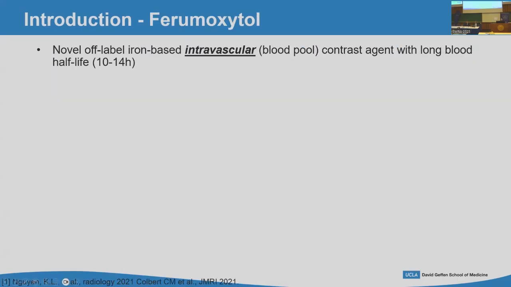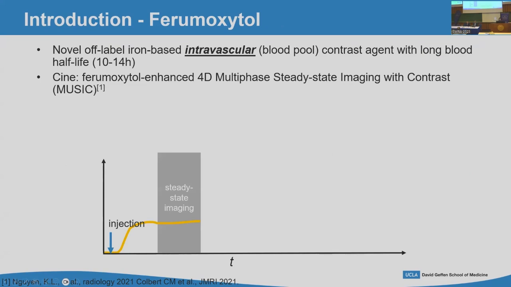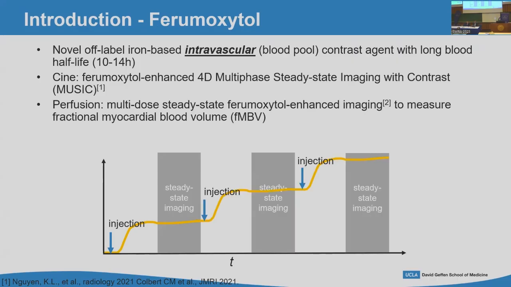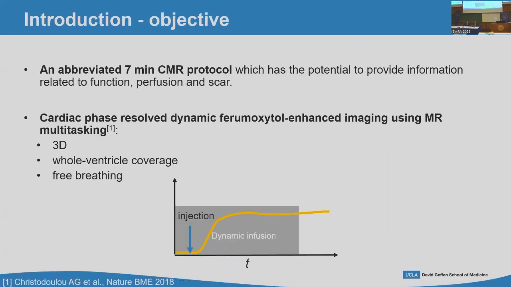So ferumoxytol is a novel off-label iron-based intravascular contrast agent with a long blood half-life. Previously, ferumoxytol-enhanced steady-state imaging has been used to get cine, and multi-dose steady-state ferumoxytol-enhanced imaging has been used to measure fractional myocardial blood volume. However, scar imaging is typically considered a limitation of standalone ferumoxytol imaging.